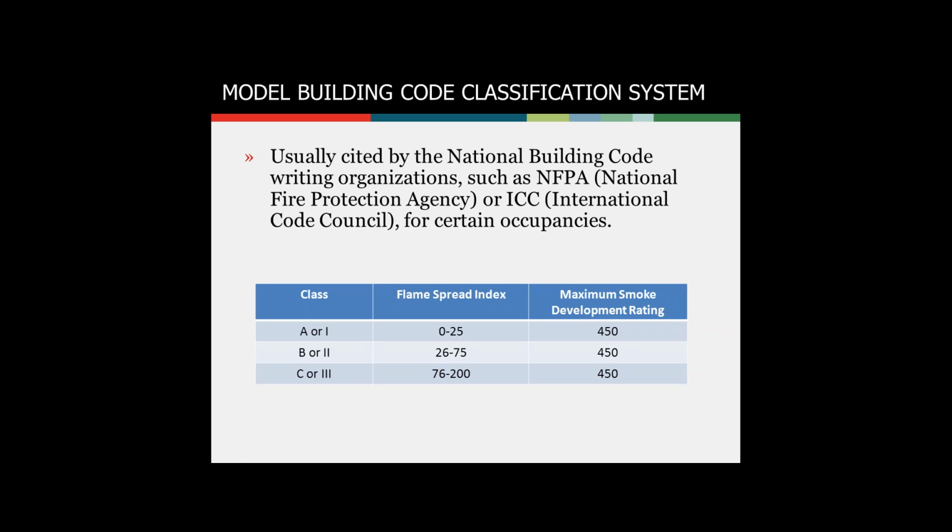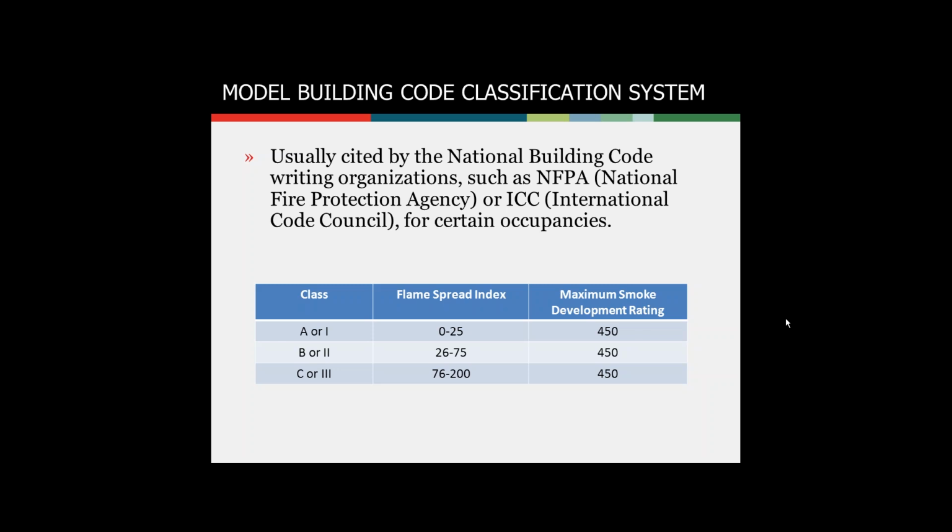Now, the ASTM is cited in the various building codes, and the building codes have set up a system. The best classification is the A classification, where the flame spread is from 0 to 25, and then as you go down the column, the B classification, the flame spread is from 26 to 75, and the worst classification, which is C, is a rating of 76 to 200. And in all of these ratings, the smoke development remains the same.